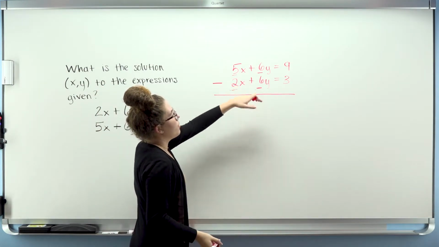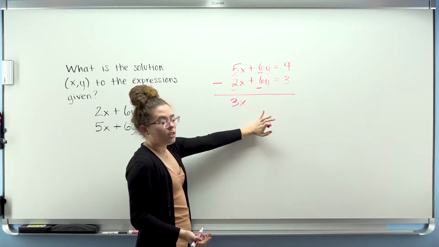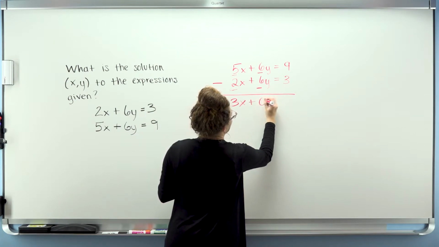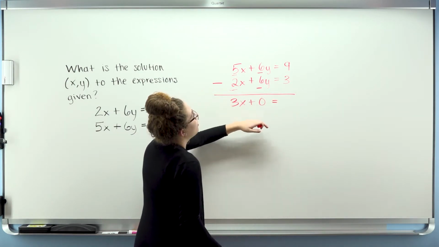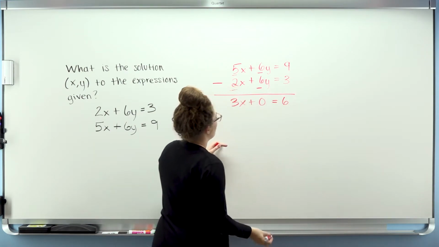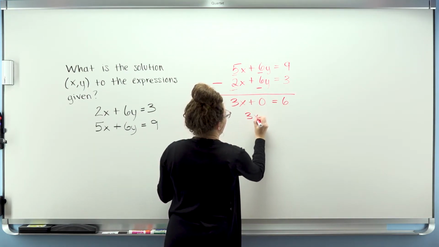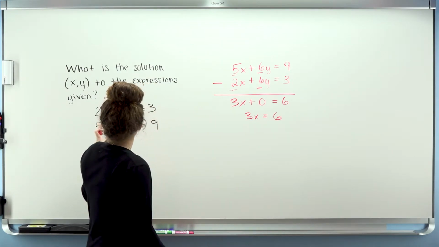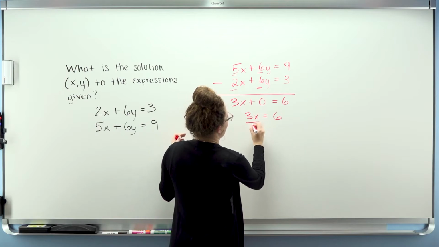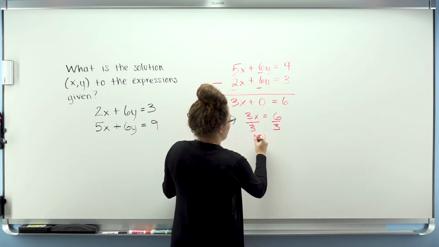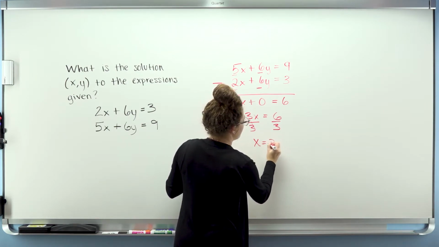And then we would have our 6y minus 6y would become 0. So we don't even need to write that, but just to visualize it, I will. And then we have our 9 minus 3 is just 6. So we take out the 0, we just get 3x is equal to 6. And again, because we're looking for just x alone, we would divide the 3 on both sides, and we would get x is equal to 2.